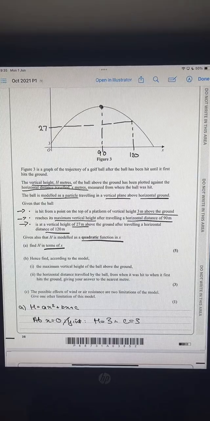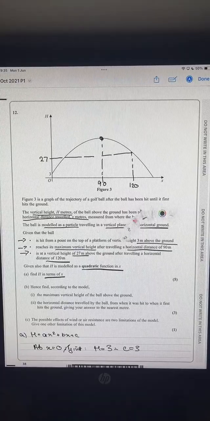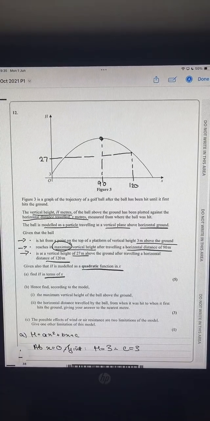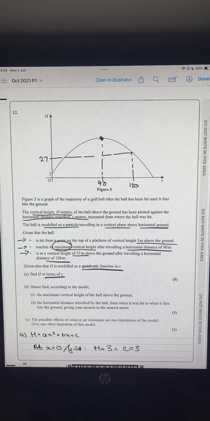The main thing, the only hard part here, is to know that we need to differentiate. Why? The giveaway is maximum vertical height. And we know that at the maximum vertical height, the gradient of this curve is going to be equal to 0. So that's how we work that out.